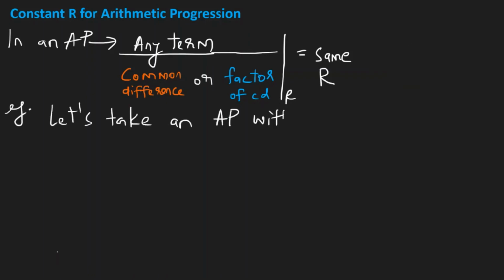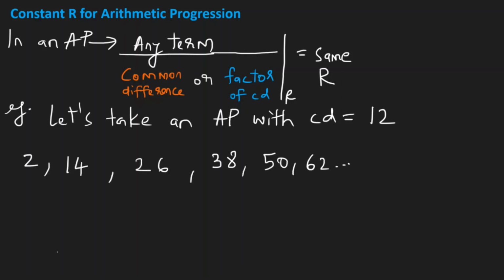Alright, for example, let's have an AP with common difference 12. So that can be 2, 14, 26, 38, 50, 62, etc. You can see 14 is 2 plus 12, 26 is 14 plus 12, and it goes on like that. Now, if you divide any term of this AP with 12, which is the common difference over here, right? If you divide any term with 12, you'll get the same remainder. Let's check whether that's the case.